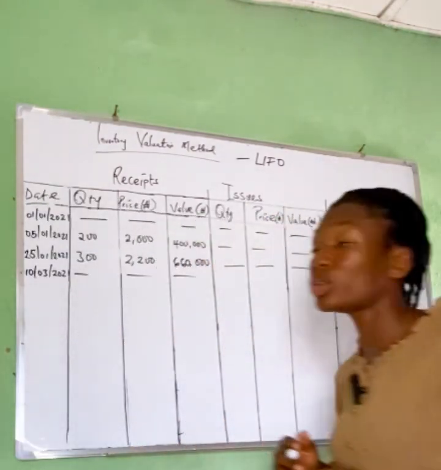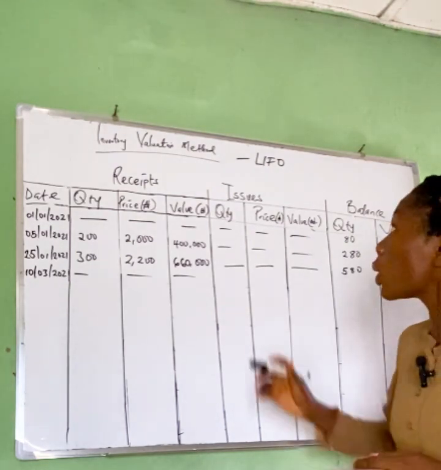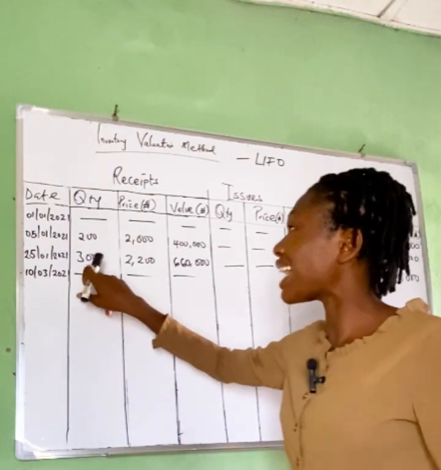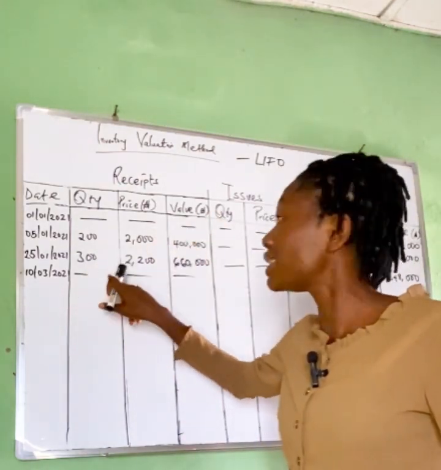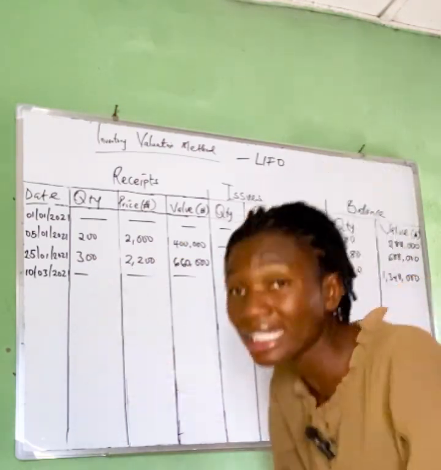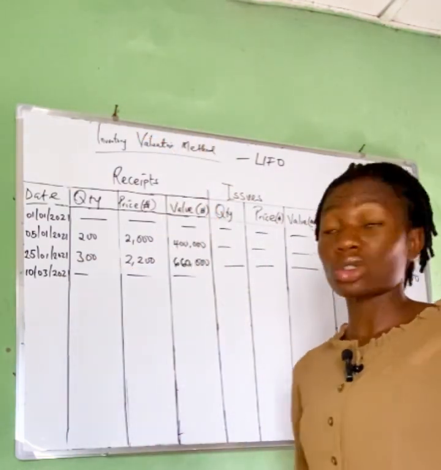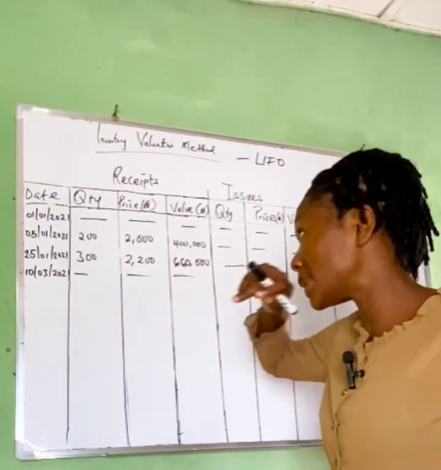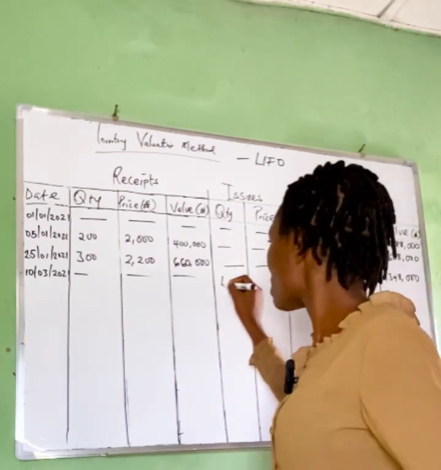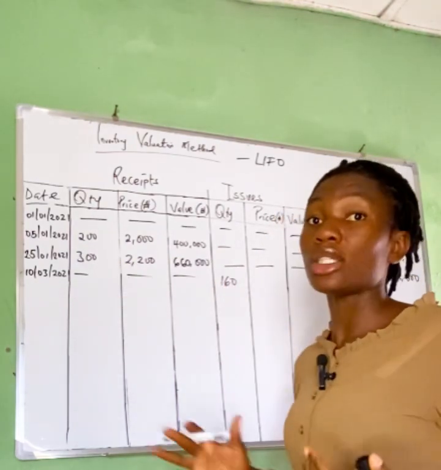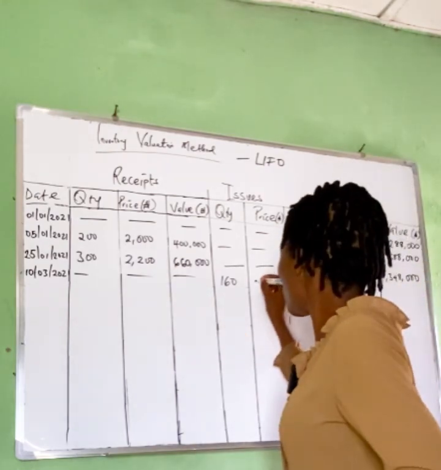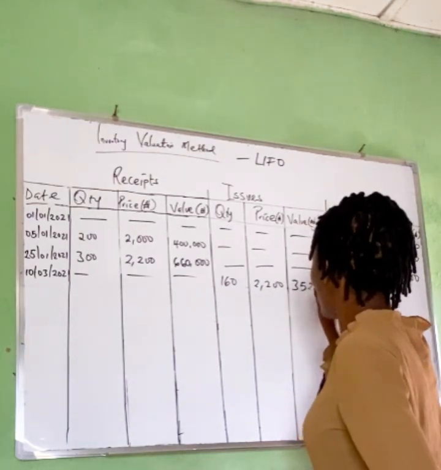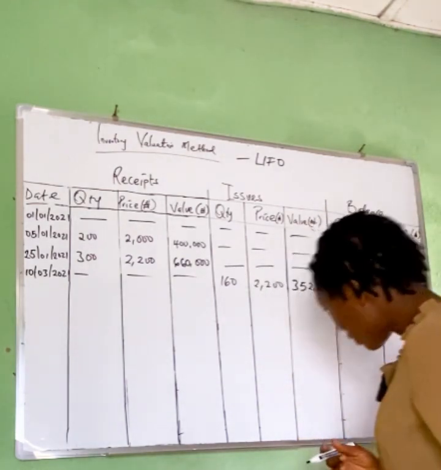Like I said, this is last in, first out. So we're no longer looking at the first goods that were in the shop, but at the most current, which is that which was available on the 25th. This is the most current of them all. So we are starting from down upward, no longer up downwards. We can issue from here because it is more than 160, so there's no need to break it down. We use the price of 2,200, and our value is 352,000 naira.